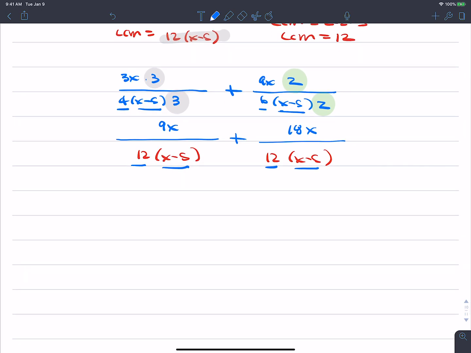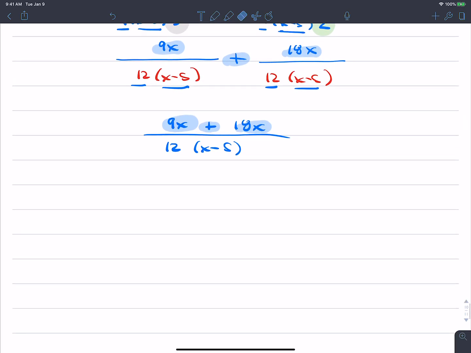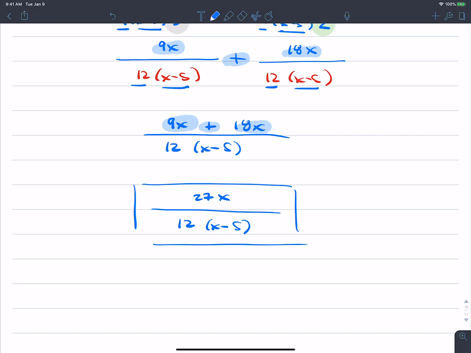These fractions are now like. So we can add our numerators together. And we have 12 times x minus 5. So 9x plus 18x over here. 9x plus 18x, that gives you 27x. Times x minus 5. And you're done.